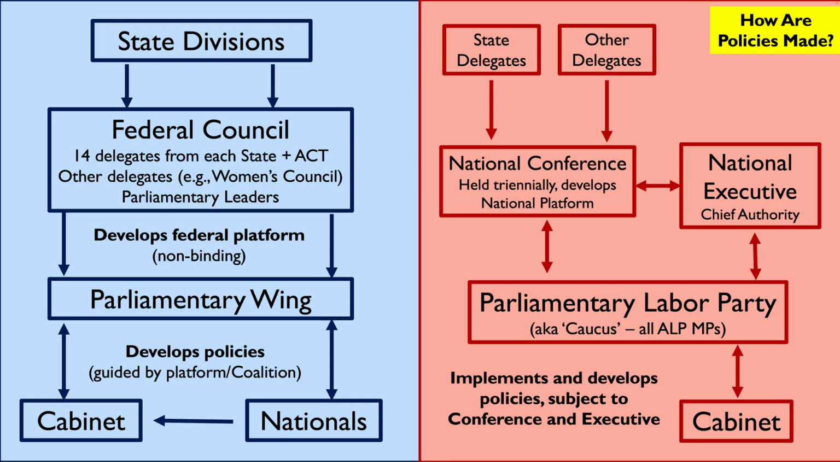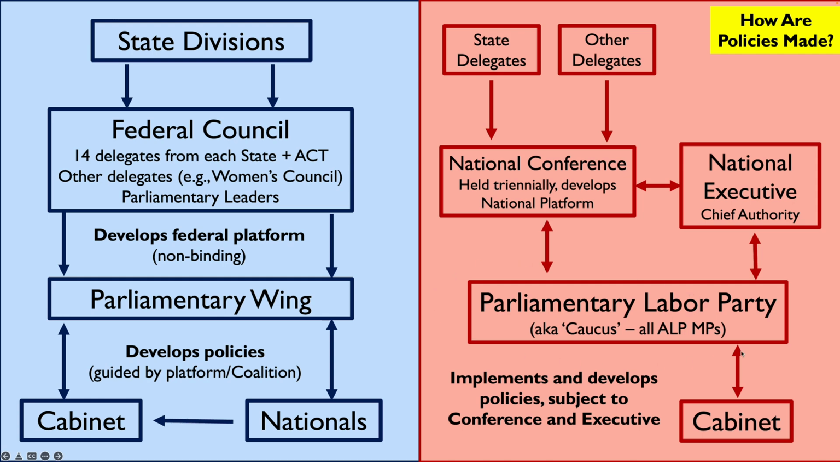So in between those 3 years, you need a national executive who are this sort of leadership and governing body, this chief authority, who then are in charge of interpreting, I guess, ruling on the national platform and determining what the party will focus on. However, not all of the people in the national executive sit in Parliament at a state or at a federal level.